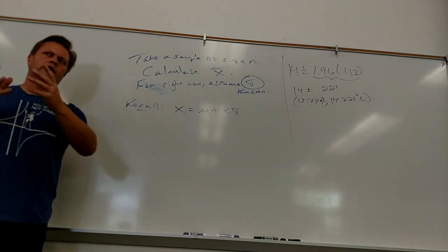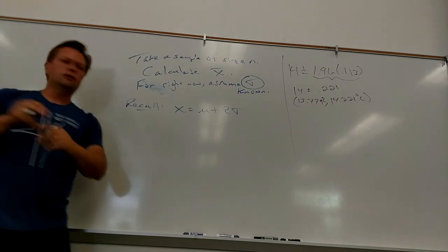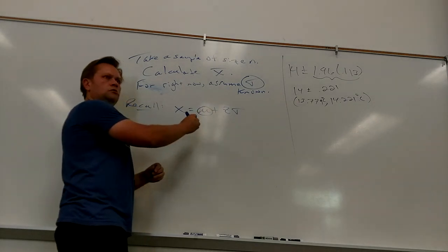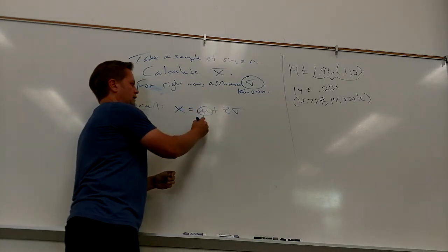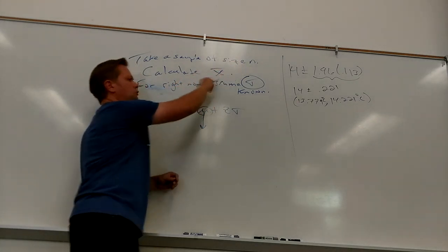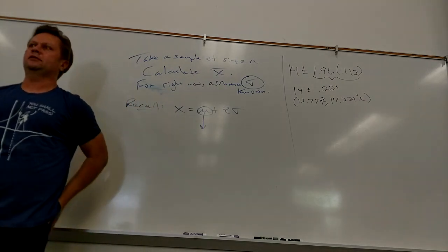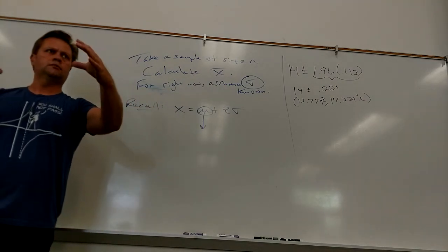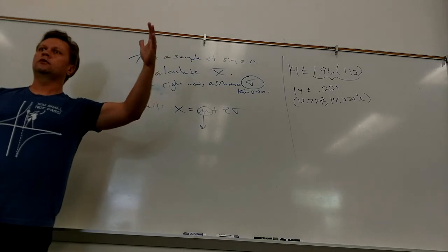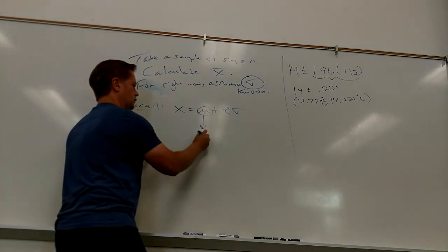So let me modify this based on what we're doing now. Do we know mu? No. But if I take a sample of size n, I can use my best guess. Anytime I take a sample, my best guess for mu is x bar. So we're going to use x bar.